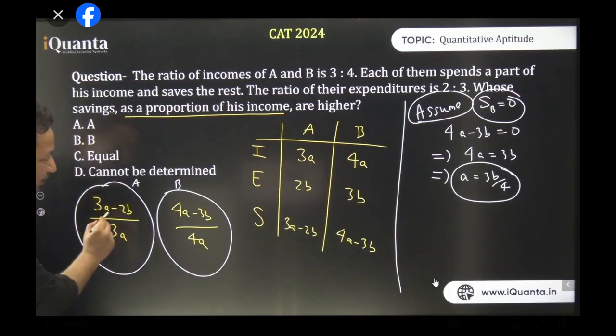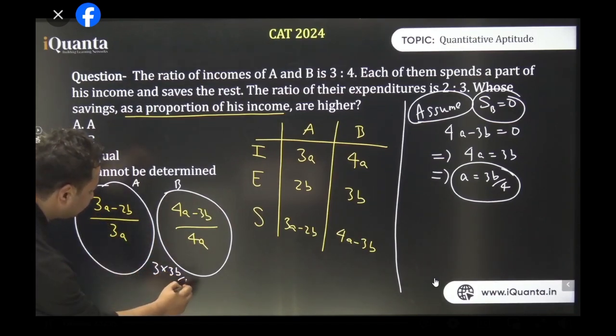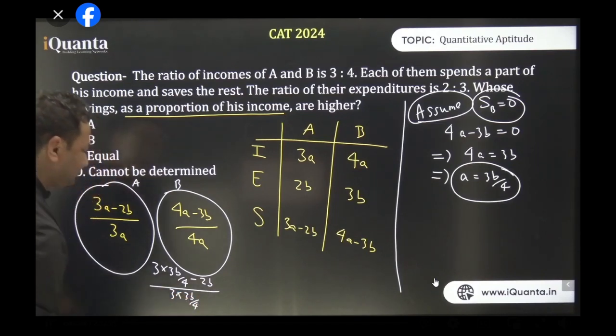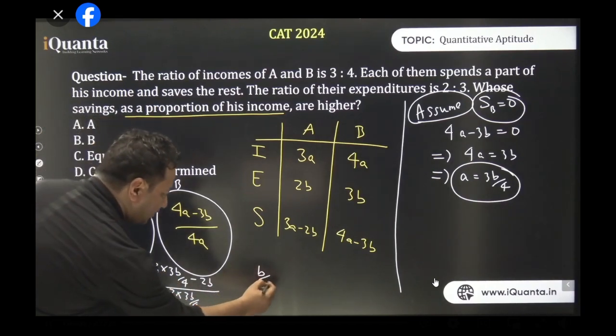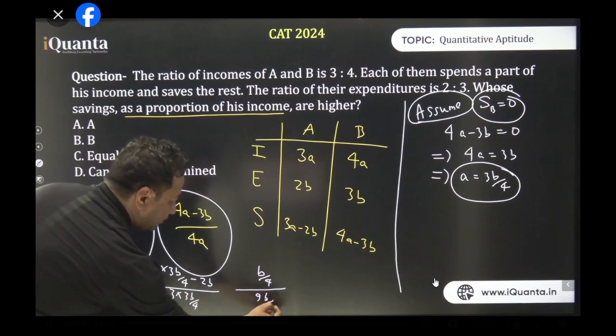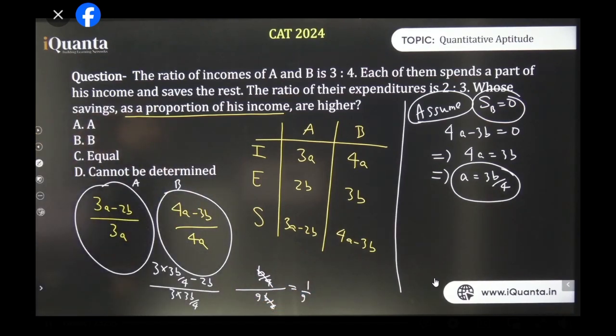Let us put it over here. So I put 3B by 4 here. What do I get? 3 into 3B by 4 minus 2B upon 3 into 3B by 4. Calculate it. 9B by 4 minus 2B, that will be B by 4, whole upon 9B by 4. B by 4 gets cancelled. We have 1 by 9. All right? I'll tell you why I assumed it.